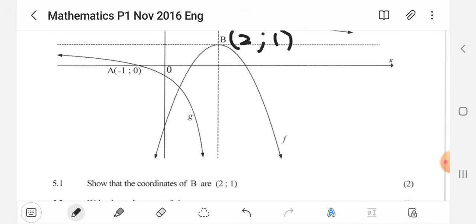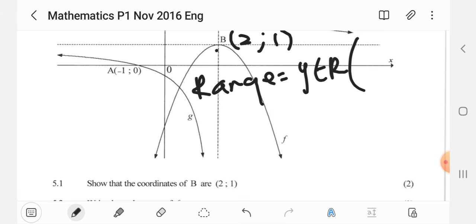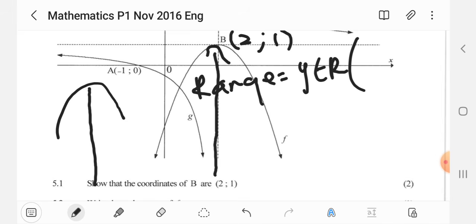So range, y is an element of the real numbers. From here, what is here? The y value there, what is it? This is from down here going high. If it's like this, you start from -infinity until where it stops there, if it's a parabola. So that will be -infinity until 1. Okay, so that will be the range.